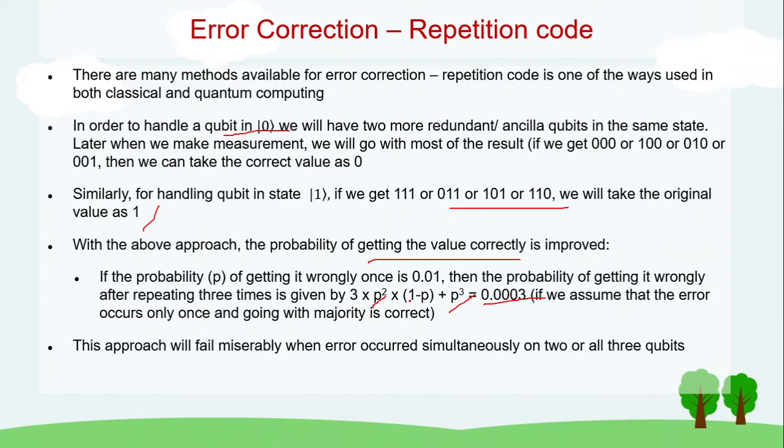But as I told you, this works very nicely with one error. Suppose 2 errors or 3 errors happen. Of course, the probability of that occurrence is very low, but still it can occur. At that time, we'll have a problem. We cannot do anything much about that. So the best way is to increase the number of qubits further.